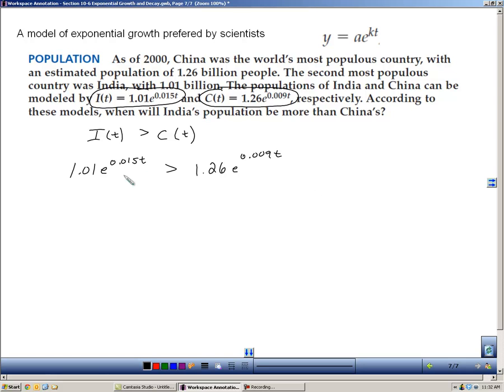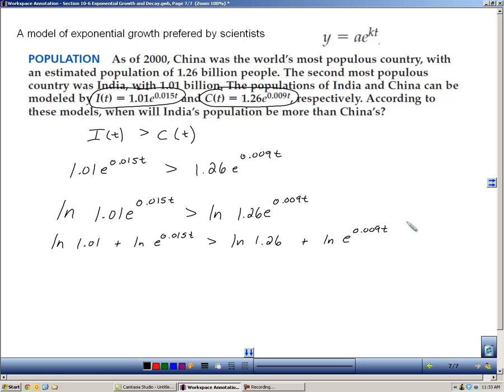Now, to bring the t's down, we're going to take the log of both sides. I'm going to use the natural log, so the ln. Now, because of the product property of logarithms, when you're multiplying two terms, you can break that up and add the two logs separately. The reason I do that is because I know that when I take the ln of e, since those are opposites of each other, those two things are going to cancel off. So now I have t variables that have been brought down from the exponent, and now I'm just going to solve this like normal.